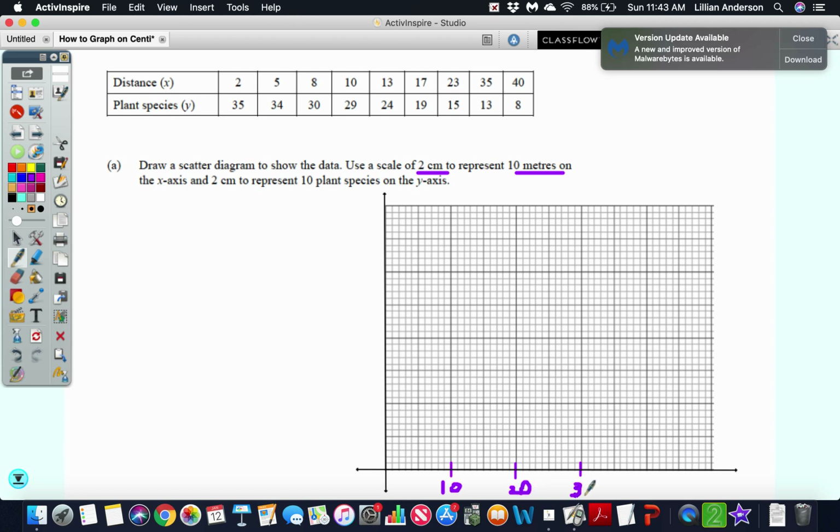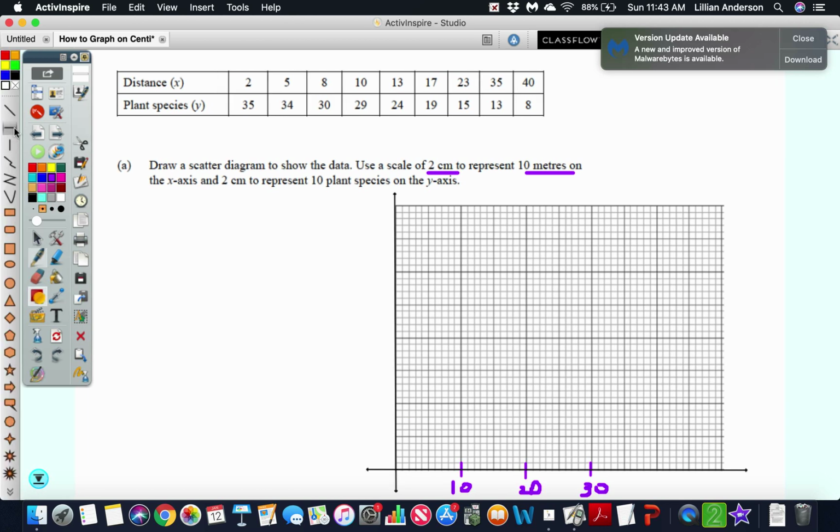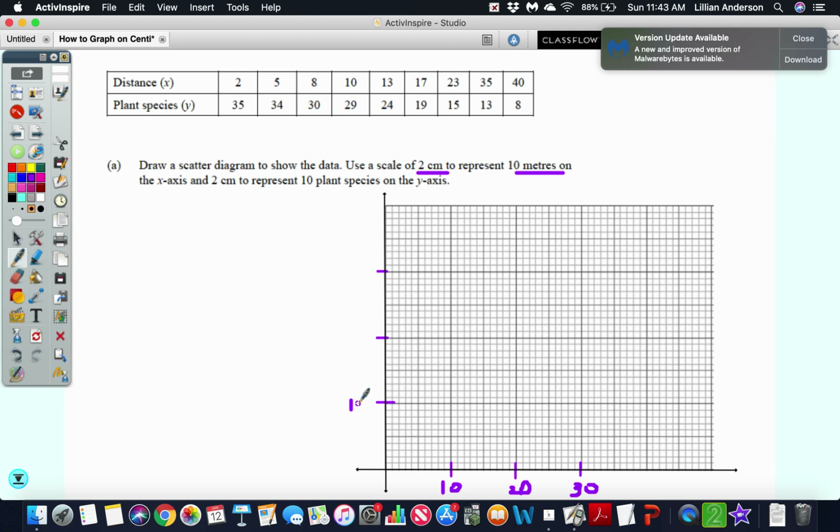Then it says, and 2 centimeters represents 10 plant species on your y-axis. So then that means, you remember, every 5 lines is 1 centimeter. So this right here, every 2 centimeters would represent 10 plant species. So then this would be 10, 20, so on and so forth. So basically on your x-axis and your y-axis, every line represents either one meter for your x-axis or one plant species on your y-axis. Now, not every x and y-axis will be the same scale, and so it's very important that you make sure you read it and that you label it as such.